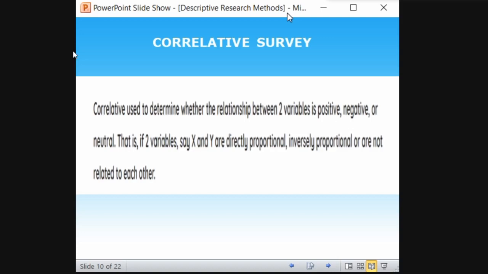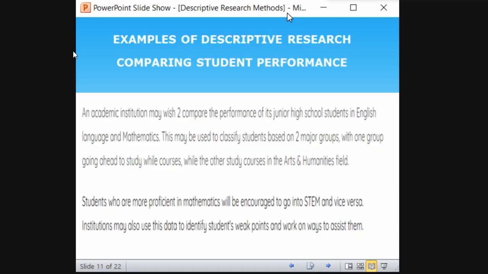If high income leads to high performance, based on the results, then income and performance are correlated. That means it is positive. If high income, no work, no performance, then income and performance are negatively correlated. Okay, I hope you understood this. So these are the different types of descriptive research methods.